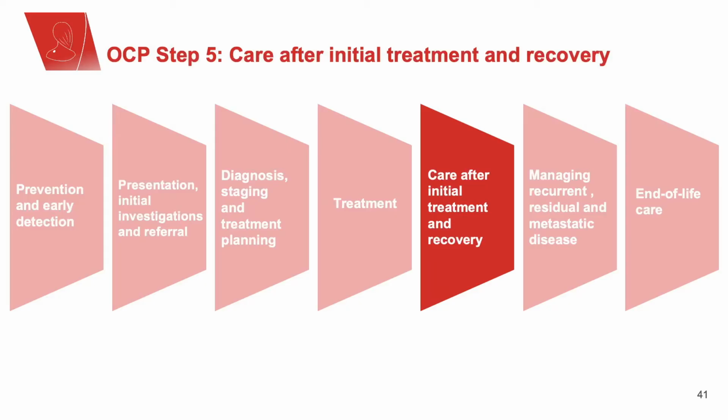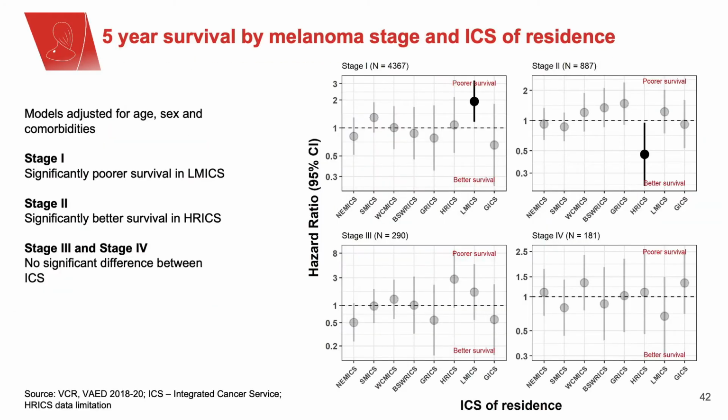Care after initial treatment and recovery. 5-year survival by melanoma stage. Stage 1, significantly poorer survival in LMICS, again probably in keeping with the previous data on socioeconomic status. Stage 2, significantly better survival in HRICS. And stages 3 and 4, there are no differences between any of the health services.